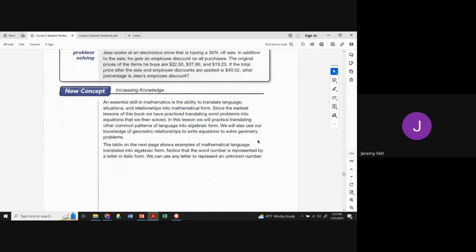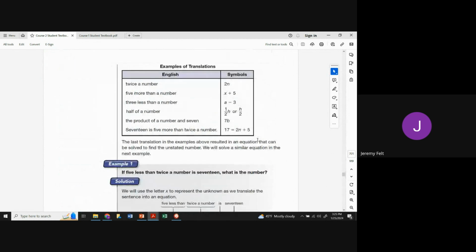So this is something we've really been doing all year, even if you don't realize that's what you're doing. Sometimes the way it's worded, I think, is a little confusing. So if we see these things, let's at least have talked about them. So twice a number. I would say 2 times a number, but if we say twice a number, we can represent it as 2 times a number. 5 more than a number, again, I'd probably just say plus 5.